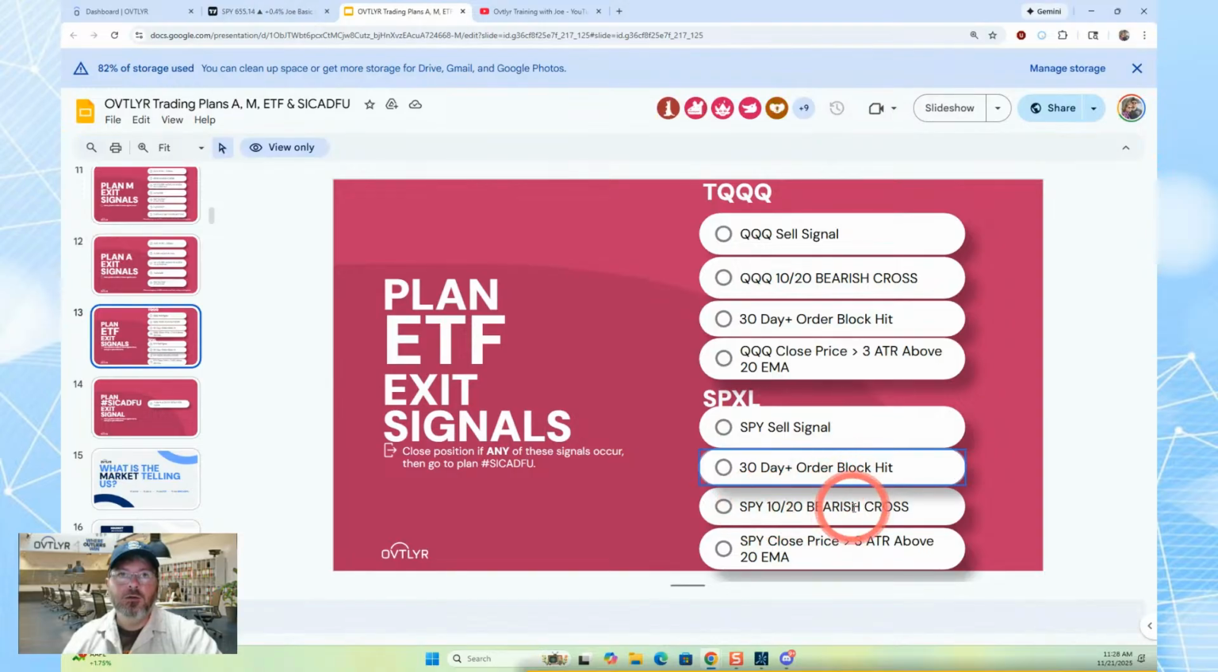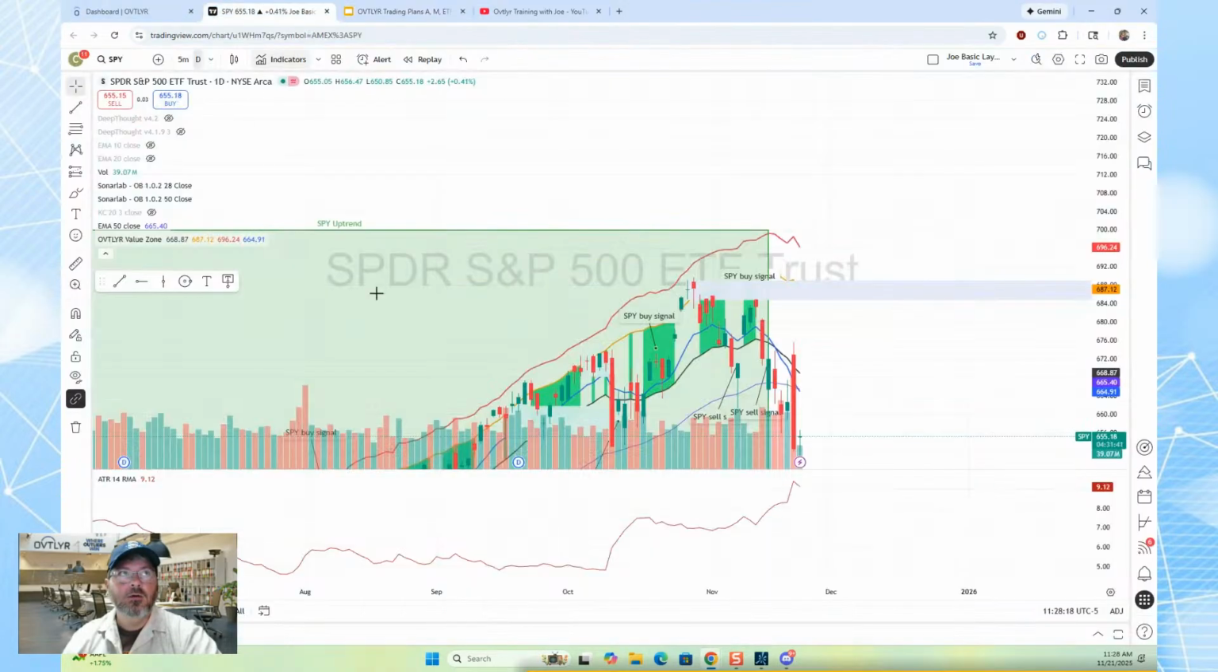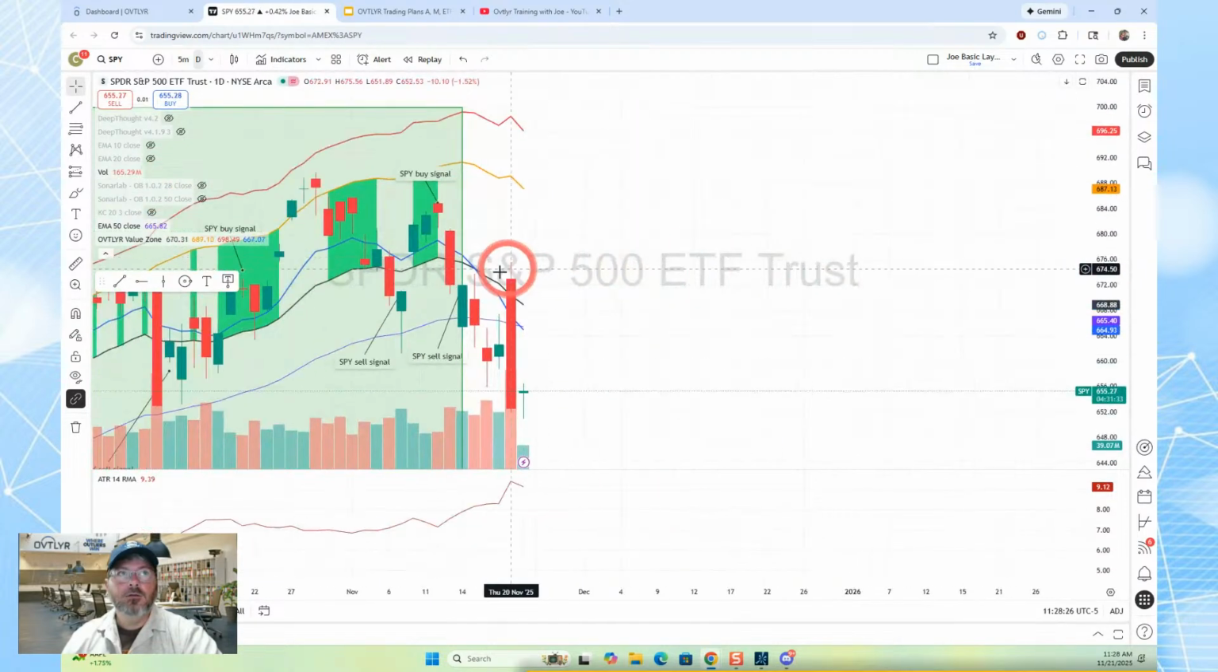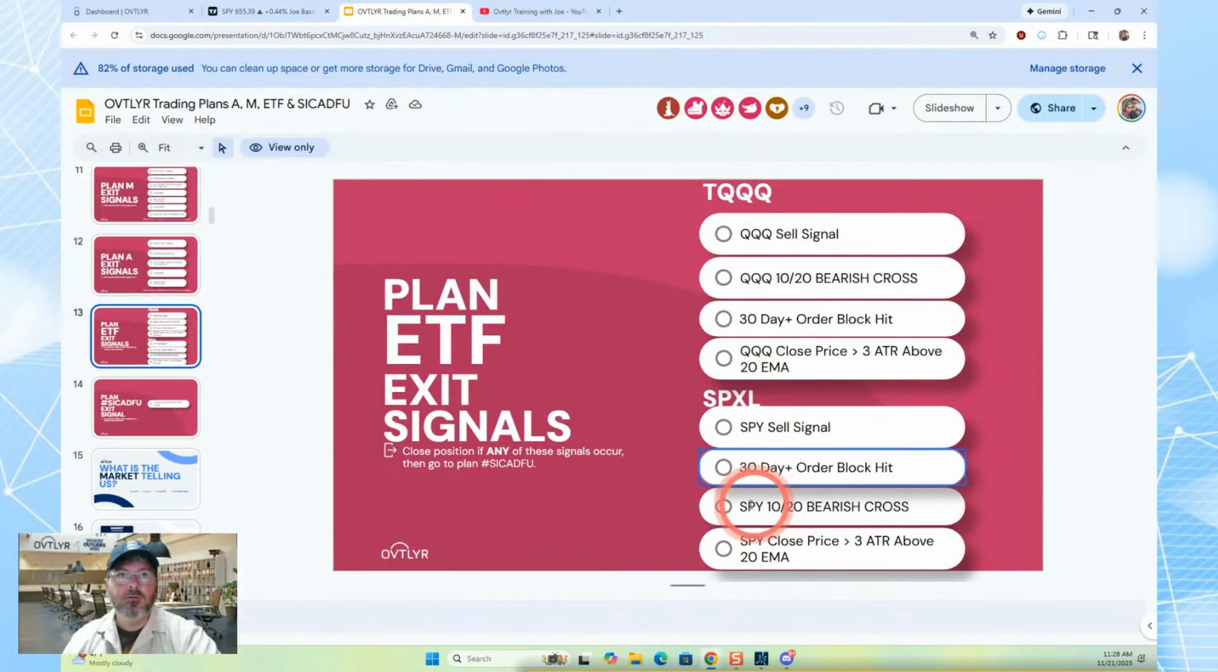SPY 10-20 bearish cross. Let's get rid of those order blocks, clean up our screen a little bit. All right, bearish cross. We do know that we have a bearish cross. We just talked about that, right? The 10 is under the 20. And the price, the top of the green candle right now, is the price. That's under the 50. Go back to our slides here. So we definitely found this to be true.